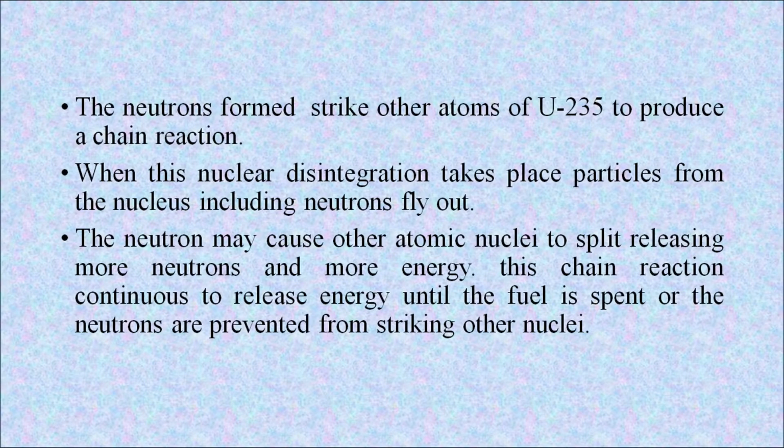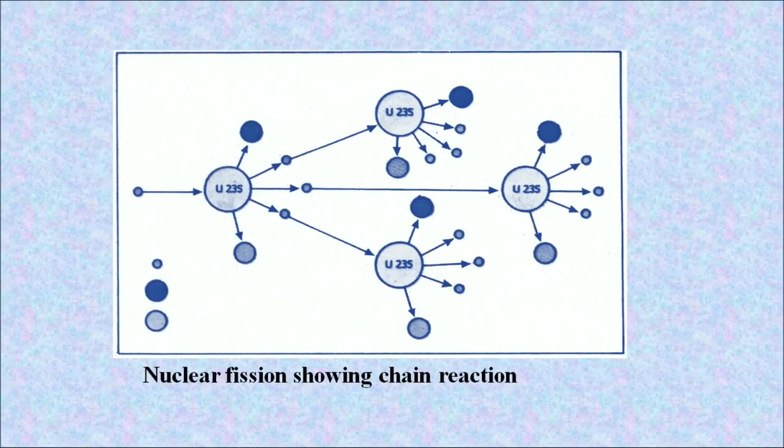When this nuclear disintegration takes place, particles from the nucleus, including neutrons, fly out. The neutrons may cause other atomic nuclei to split, releasing more neutrons and more energy. This chain reaction continues to release energy until the fuel is spent or the neutrons are prevented from striking other nuclei. So, this is the figure showing the nuclear fission or the chain reaction.